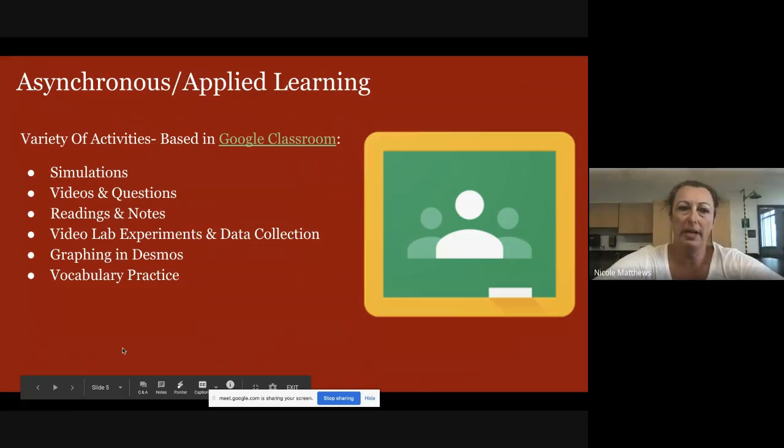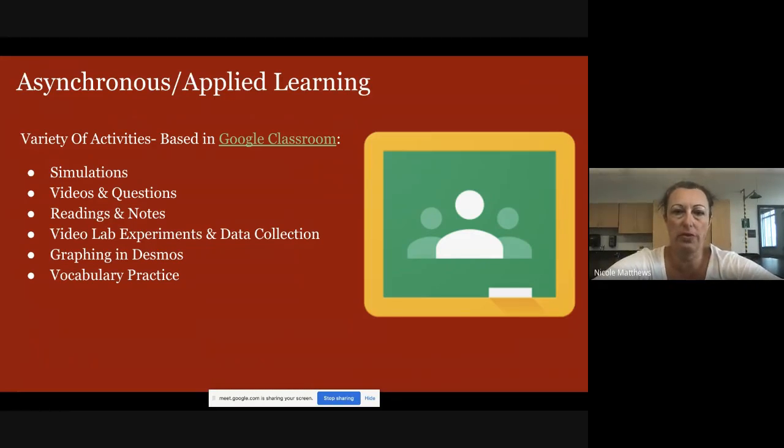So students will be engaged in synchronous learning in the mornings, where they will be working with the teacher on the activities Mr. Law just described. And then in the afternoons, they will be engaging in what's referred to as asynchronous learning or applied learning. And in this time, students will be self-directed. They will be able to email teachers if they have questions. But basically, this will be independent time.